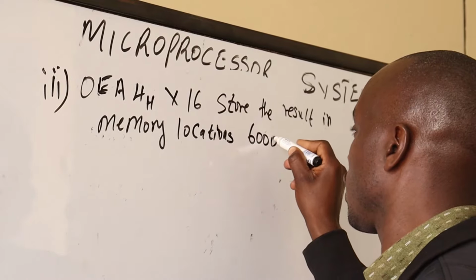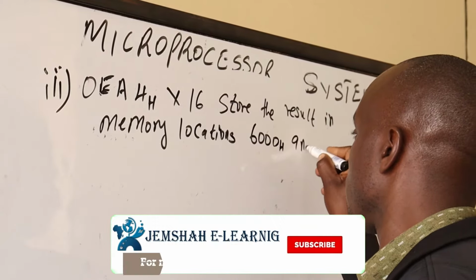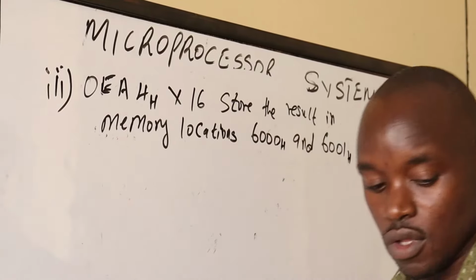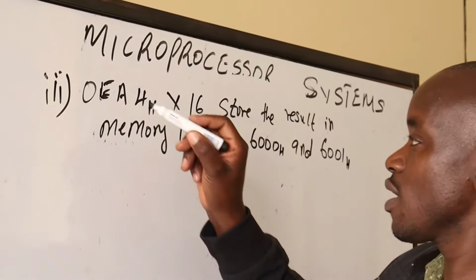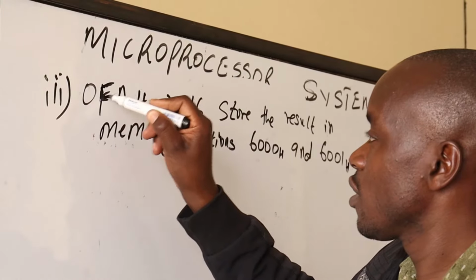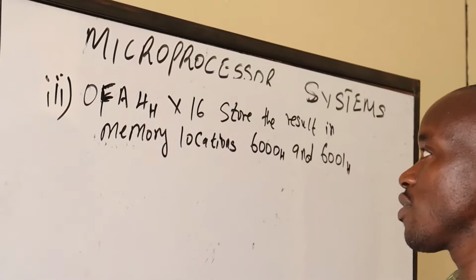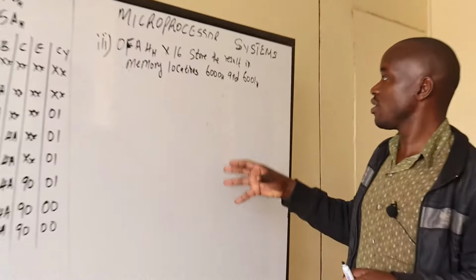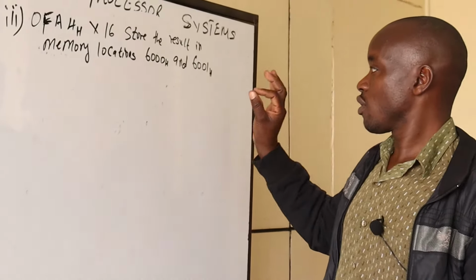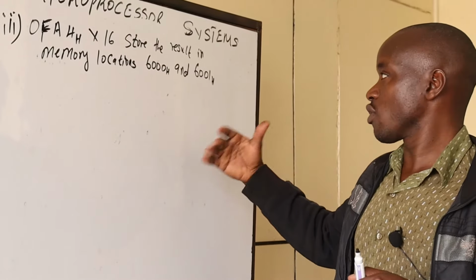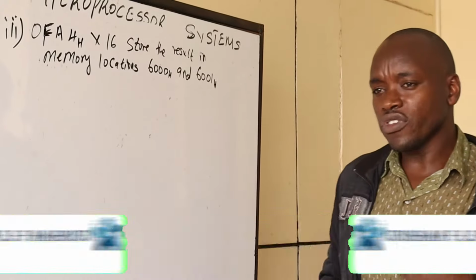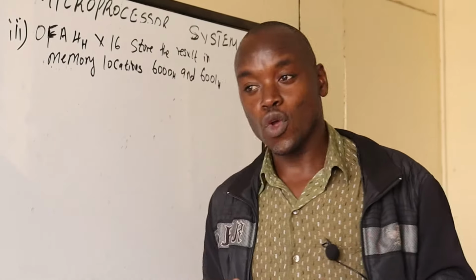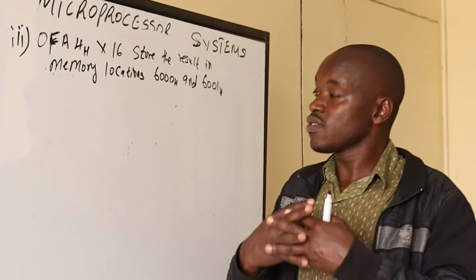6000H and 6001H. So we multiply this, the same 0FA4H times 16, and then we store the result in memory locations 6000H and 6001H. Now, if you see that we have been given 2 memory locations, it means the result we are going to do is in 16 bits.